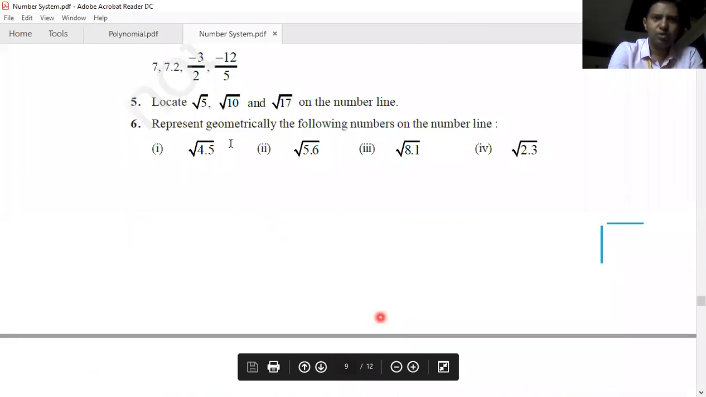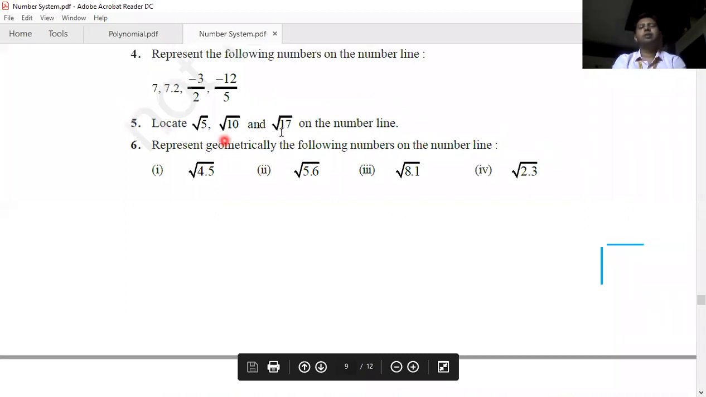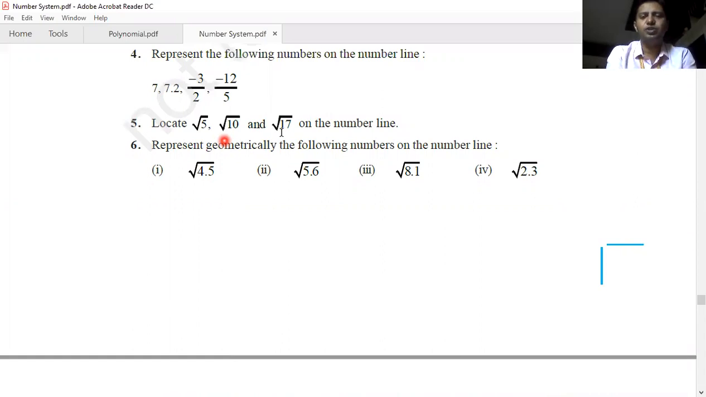Now the question asks for root 5, root 10 and root 17. You can tell me the answer. This is the perfect square of which two numbers? Root 5 can be represented as 2 square plus 1 square. Similarly, root 10 can be represented as 3 square plus 1 square; 3 square is 9 and 1 square is 1. Now what about root 17? How will you represent root 17 on the number line? 4 square plus 1, very good. Manan wrote the answer: 4 square plus 1. So this is perfect: 4 square is 16, 1 square is 1, 16 plus 1 is 17. Good luck, Manan, Viraj.